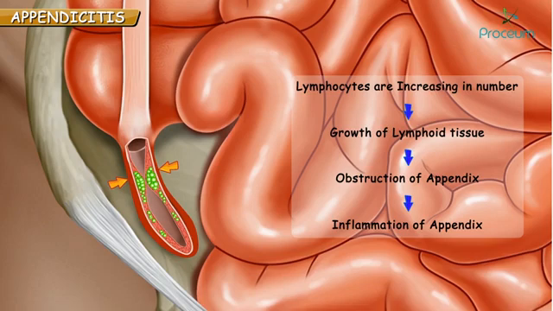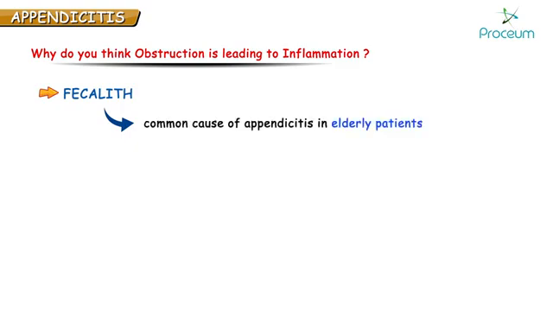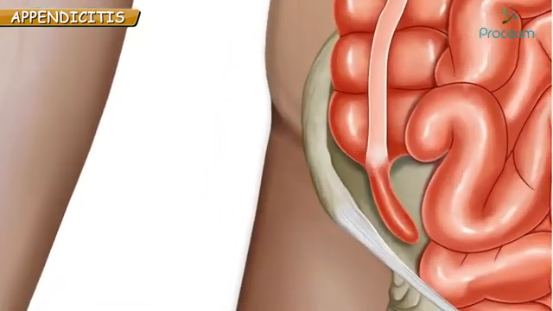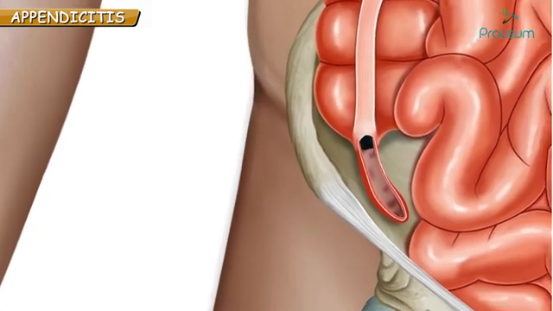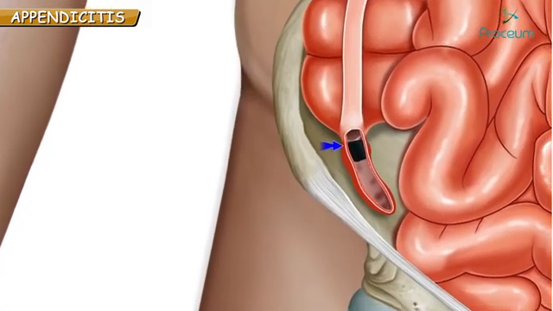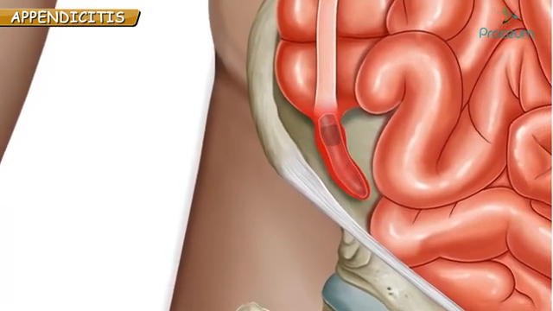Now, I want you to take a pause, think carefully and tell me, why do you think obstruction is leading to inflammation? Well, I'm going to talk about fecolith first and then I'll get back to this question. Please remember, fecoliths are the common cause of appendicitis in elderly patients. Fecolith is hardened fecal matter. As you know, the appendix is a hollow tube, so fecolith may find its way into the appendix and obstruct it. Now again, obstruction is leading to inflammation.